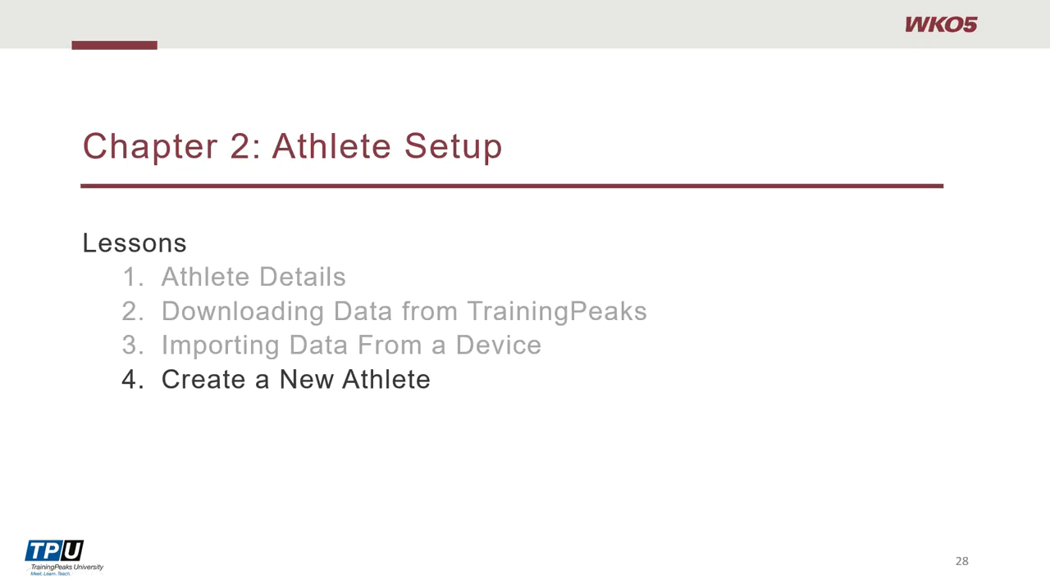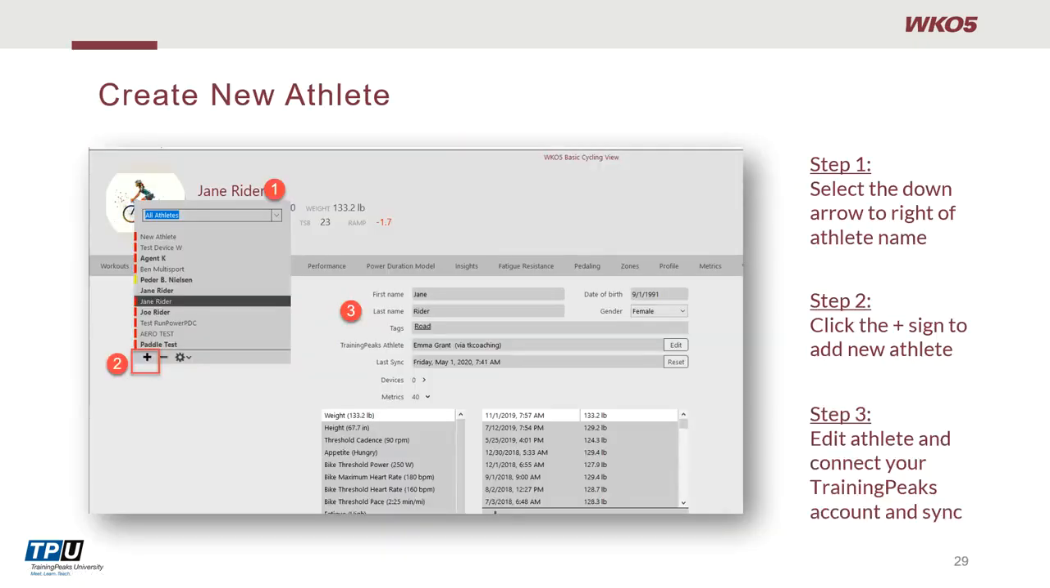Lesson 4, Creating a New Athlete. Okay, when you look to create a new athlete and you have multiple athletes, there's a little down arrow. I kind of put that one in the wrong spot now that I think about it, but there's a little down arrow right to the right of the rider's name when you hover over it and you have multiple athletes. If you click that, it'll launch this little Athlete Explorer right here.